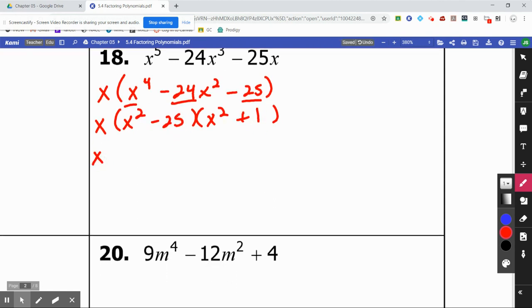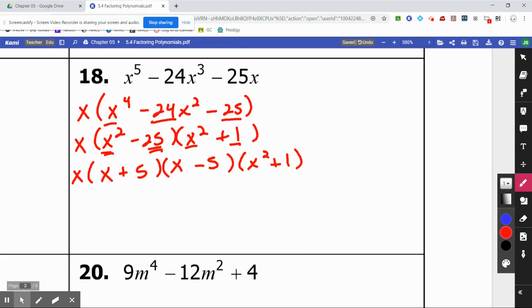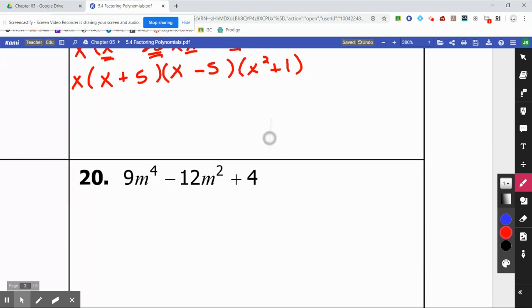See if any of this will factor again. This is difference of squares. Difference of squares factors into conjugates. X times itself gives you the x squared. 5 times itself gives you the 25. This is nearly difference of squares. However, since it's a plus sign, it will not factor again. There is no such thing as sum of squares.